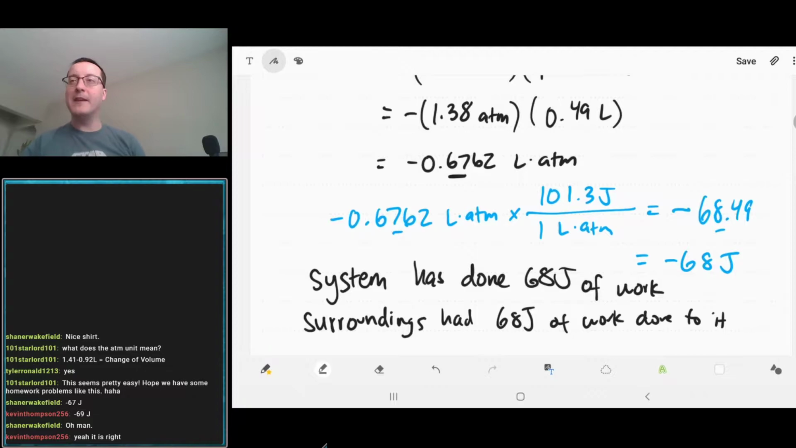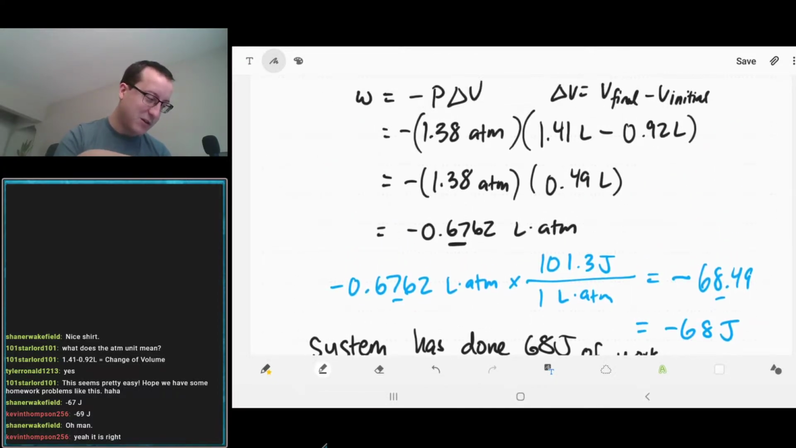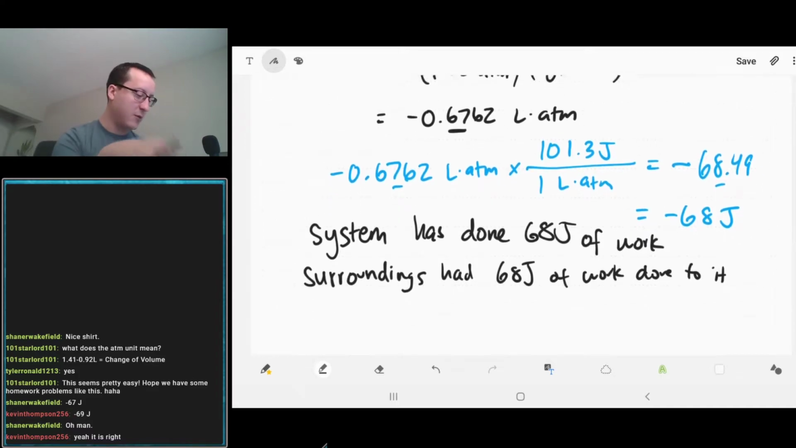Okay, so the negative there is just to show us where the work is going and where it's coming from. The work was done by the system onto the surroundings, since it's a negative one. If our piston had in fact lowered the volume, we would have the opposite sign, and we would end up having the system having work done to it and the surroundings doing the work. But that's just sign things. Okay, so pressure volume work is happy for us.